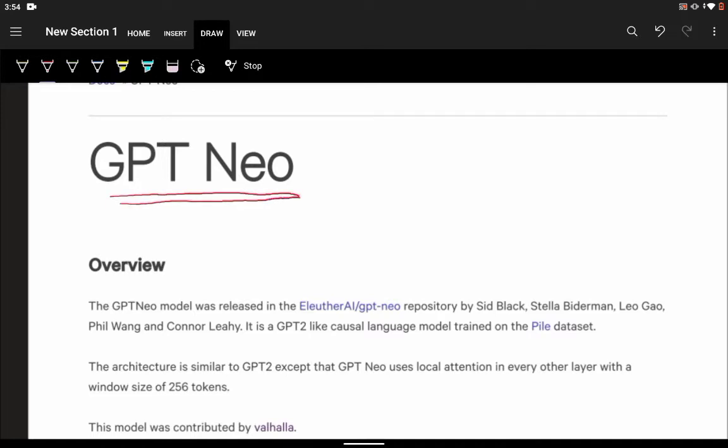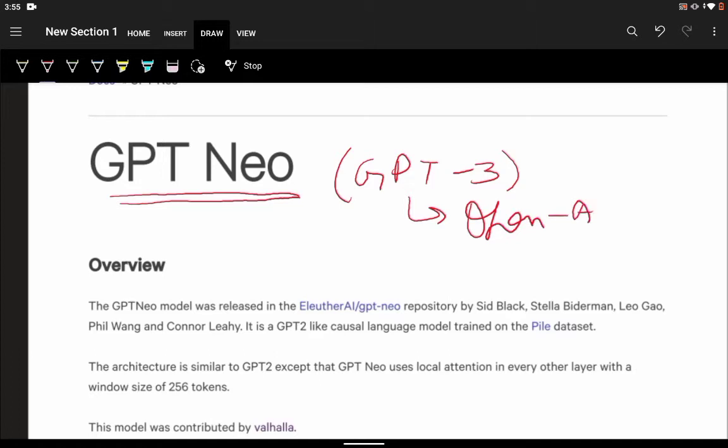Today's video is going to be about the GPT-Neo transformer model, which is basically an open source variant of the GPT-3 model, as you might be aware, which was released by OpenAI. GPT-3 was able to do a lot of tasks with very minimal supervision. It basically did not require any fine tuning as such. So GPT-Neo is an attempt to make a model similar to GPT-3 open source to the community.